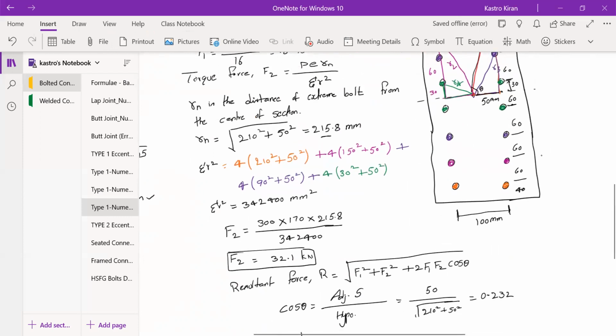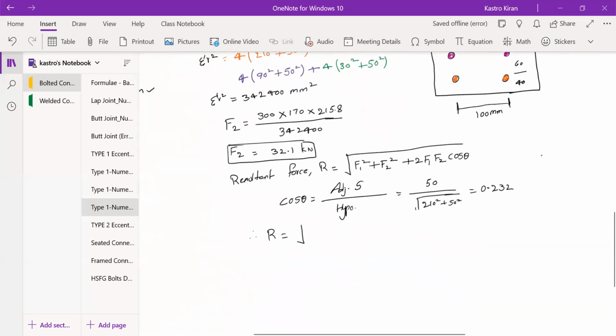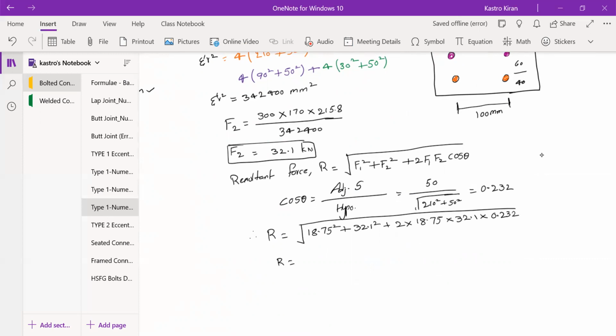Therefore, the resultant R equals the root of F1 square, where the F1 value is 18.75, so 18.75 square, plus F2 square, where F2 is 32.1, so 32.1 square, plus 2 times F1, which is 18.75, times F2, which is 32.1, times the cos theta value, which is 0.232. So you'll get the resultant value as approximately 40.8 kilonewtons.